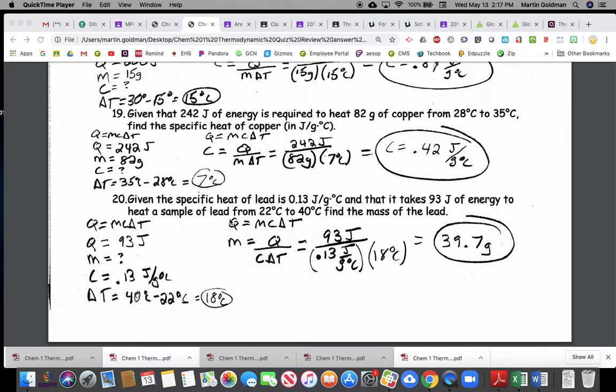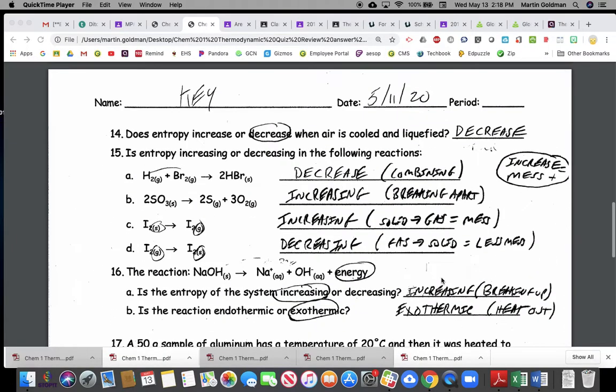So now here's our equation, Q equals mc delta T. We solve for m. So what we do is we take the c and the delta T, flip it over to the other side, and we end up with m equals Q over c delta T. Q is 93. c is 0.13 joules per gram degree C. Delta T is 18. The C's cancel, the J's cancel, the g's flip up, so you end up with 39.7 grams. So that was the mass of lead. Easy stuff, guys. So just take a look at it.